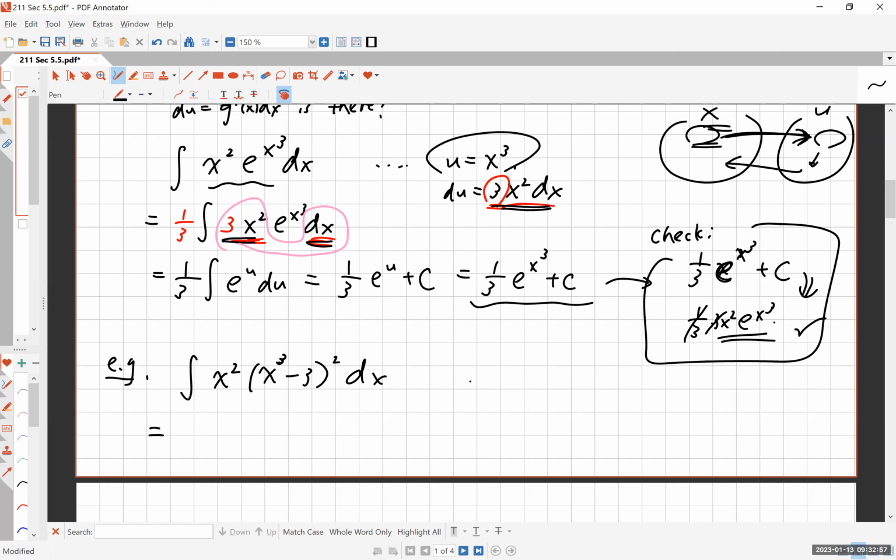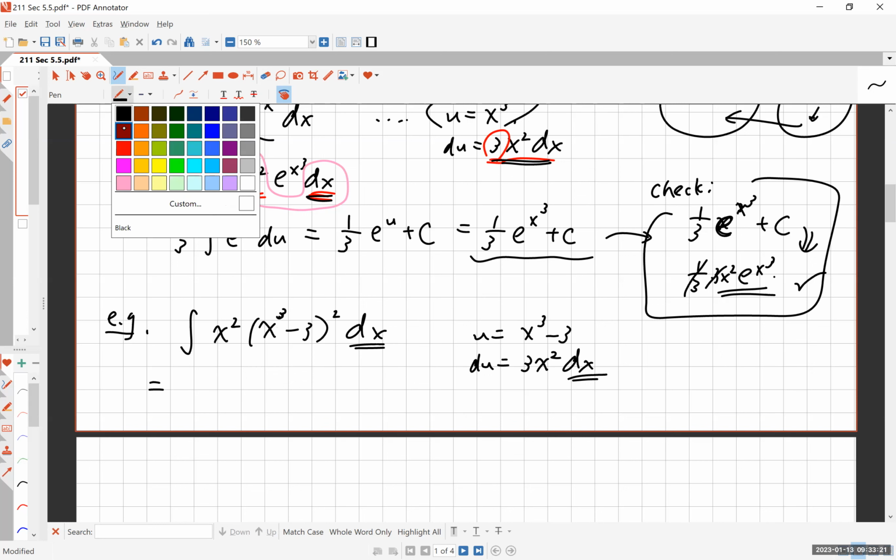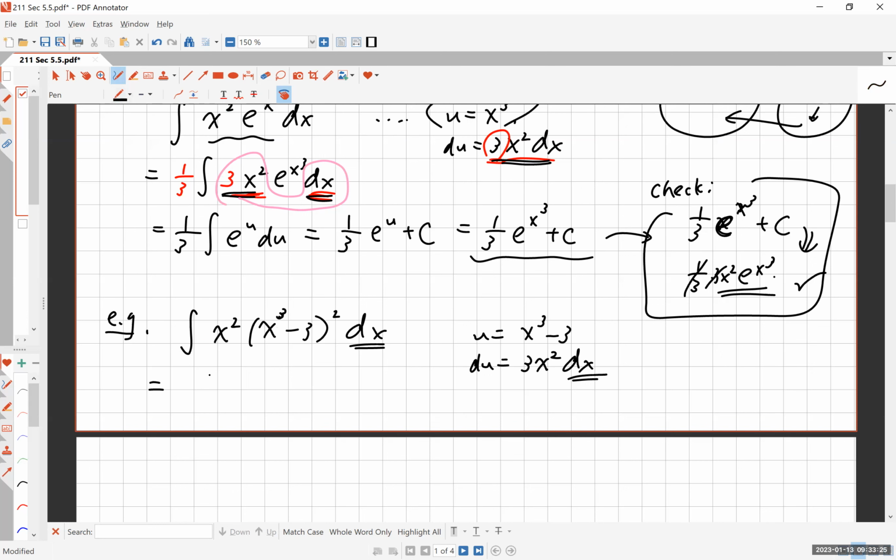I think it's pretty easy to figure out what u should be, right? There's an inside function, x cubed minus 3, so du is 3x squared dx. Don't forget this dx part, because that is part of what you see after the integral sign. We call this the differential. Well, 3x squared dx is not something you see here.